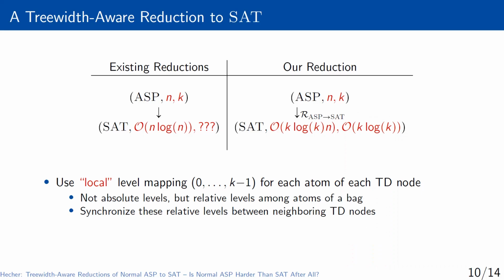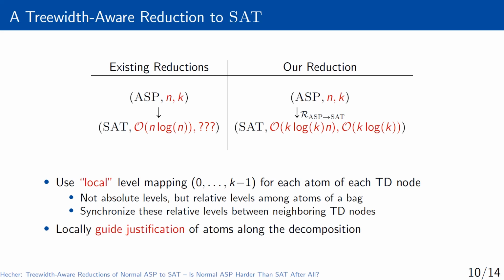Our approach is again guided by a tree decomposition of the normal program, and it uses level mappings for each atom within a tree decomposition node where we have levels from 0 to k-1. However, these levels are not absolute levels but just relative levels, and the level mappings are synchronized between two neighboring tree decomposition nodes. And it is quite important that we guide the justification or provability information of atoms from the leaf nodes towards the root, so the information is guided along the decomposition.